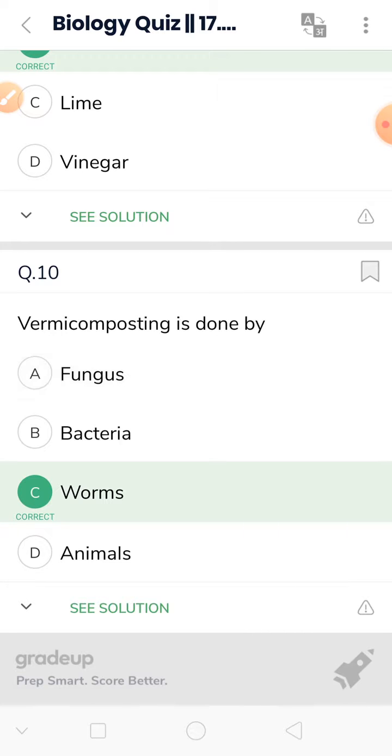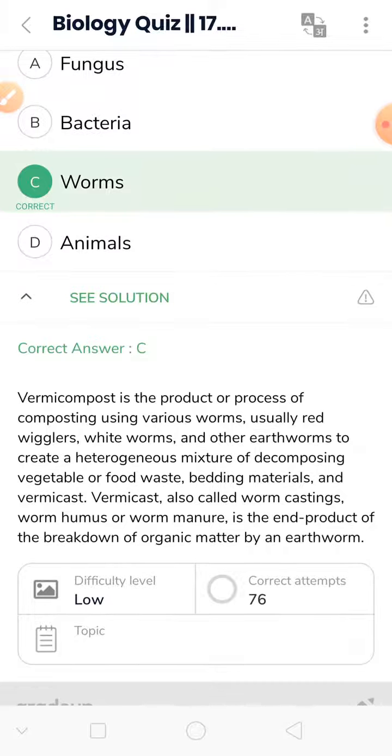Vermicompost is done by worms. Vermicompost is a product or process of composting using various worms, usually red wigglers, white worms, and other earthworms, to create a heterogeneous mixture of decomposing vegetable or food waste, bedding material, and vermicast. Vermicast, also called worm castings, worm humus, or worm manure, is the end product of the breakdown of organic matter by earthworms.